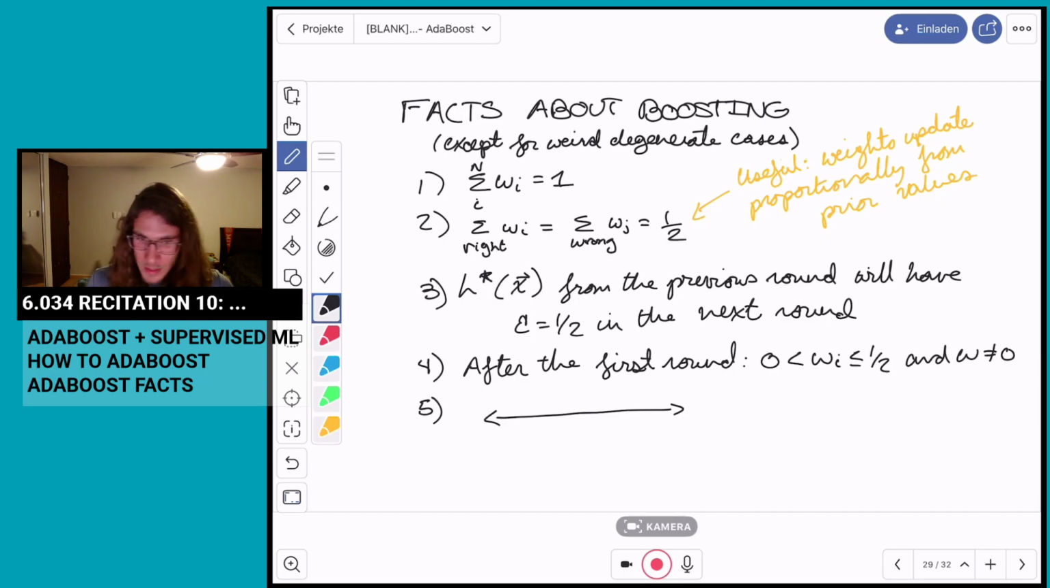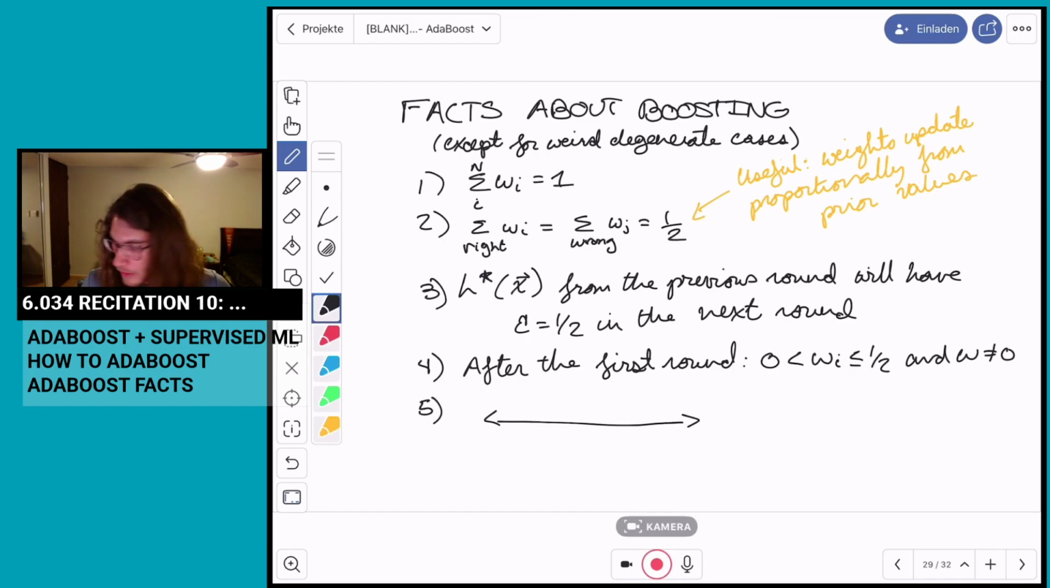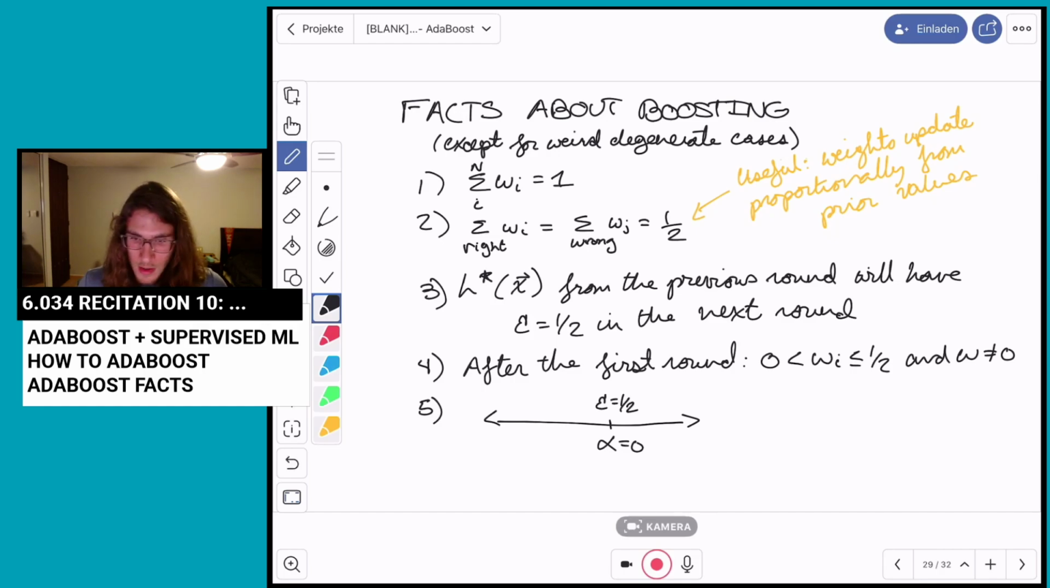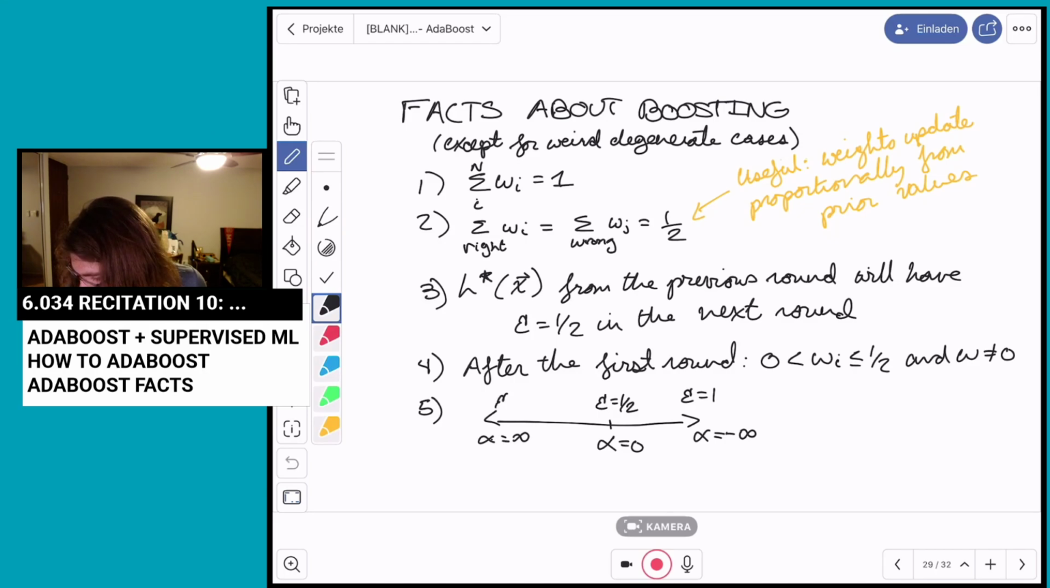The last fact, at least in this slide, is more a repetition of the beginning of recitation, where we have a voting power of 0 if you have an error rate of 1/2, because a classifier with an error rate of 1/2 is useless. An error rate of 1 means you can have a voting power of -infinity, because you've basically solved the problem with that one classifier. And then an alpha of infinity if you have an error rate of 0.